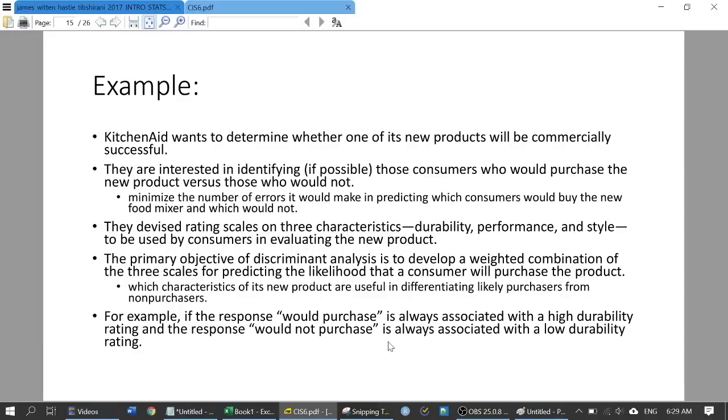For example, if the response would purchase is always associated with a high durability rating, and the response would not purchase is always associated with a low durability rating, then we can say that durability is a good predictor in this discriminant analysis.